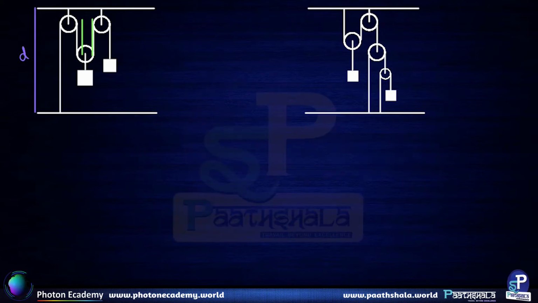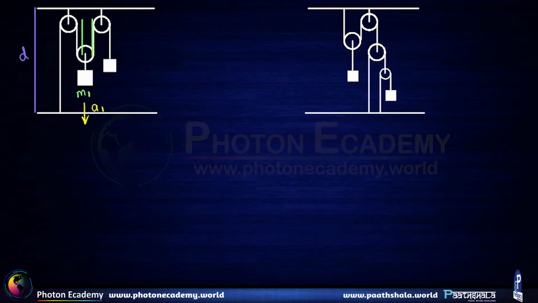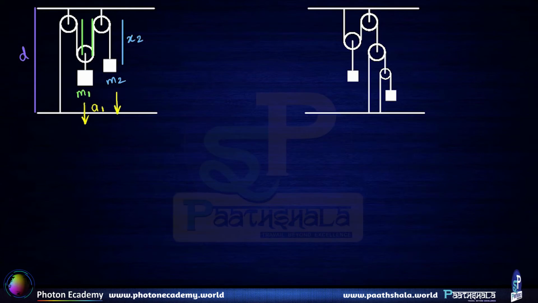I am labeling this as mass m1. We are going to take acceleration due to gravity in the downward direction, and we are going to take the acceleration of mass m1 also in the downward direction, that is a1. Now this length is nothing but x2. So this length is x2, this mass is m2, and the acceleration of the mass m2 is a2 in the downward direction. This is how we set up and label the lengths in this particular question. So basically this is x1 and x1.